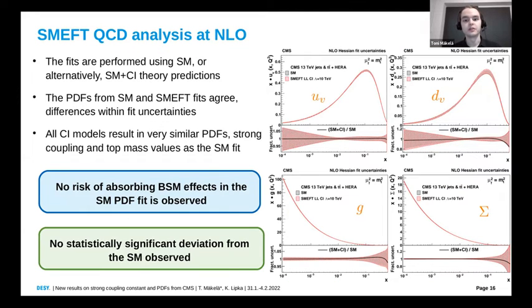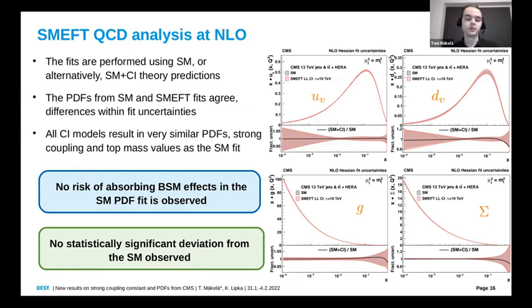And the good news is that if you look at all these PDF plots you see on the right side, the gray band and the blue hashed band, which are the standard model and standard model effective field theory results respectively, they are practically in perfect agreement. You can only see the experimental uncertainty contributions here in these plots, and all changes are within those uncertainties. So essentially, there is no risk of having absorbed BSM contributions of at least that kind in the fit. And the alpha S and top mass values that we extract using the SMEFT fit are in perfect agreement with the standard model values in the NLO analysis.